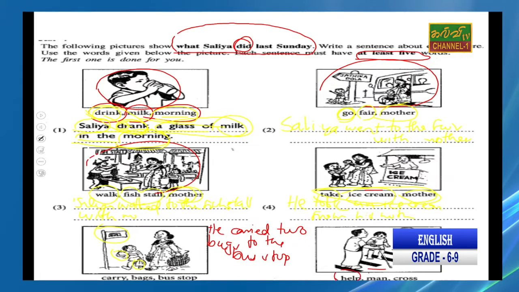Help man cross. So, I think, Sadia helps the man to cross the road, no? To cross the pedestrian crossing. So Sadia helped, H-E-L-P, helped an old man, or a visually handicapped person, to cross the road.